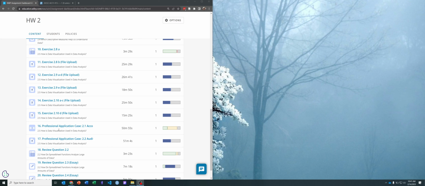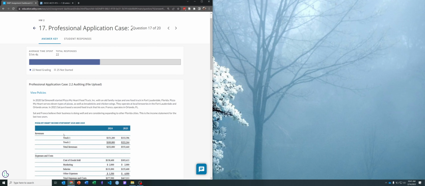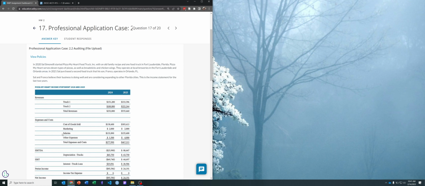Okay, let's work on problem 17. I wanted to do a recording of this even though we did this in class. So problem 17 was a continuation of 16, the auditing case. Remember, we got to have some context here.